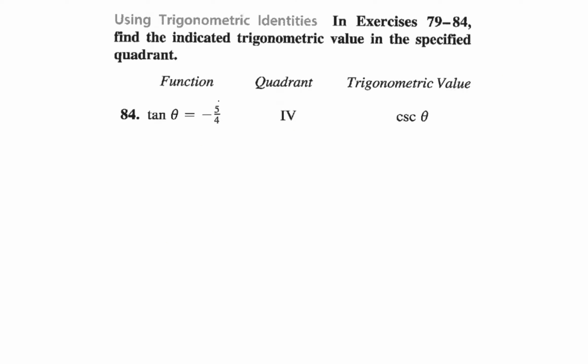All right, almost there. The tangent is negative 5/4. We're in quadrant 4. Find the cosecant. Okay, we're in quadrant 4, so we're over here. Negative 5/4. Opposite over adjacent. Which one would make sense as negative? Well, just this one, right? 4 squared plus 5 squared, so 25 plus 16 is what? Root 41. I don't know if we'll need that.